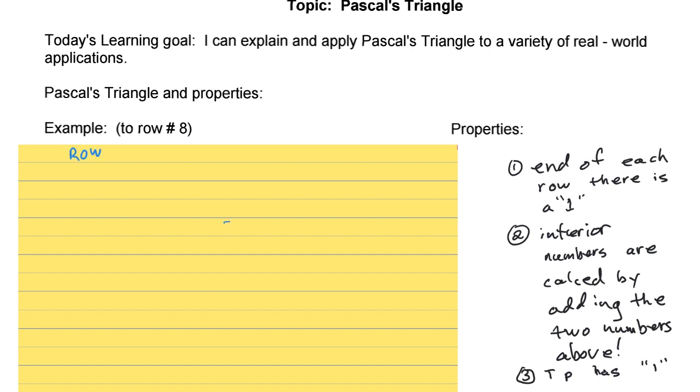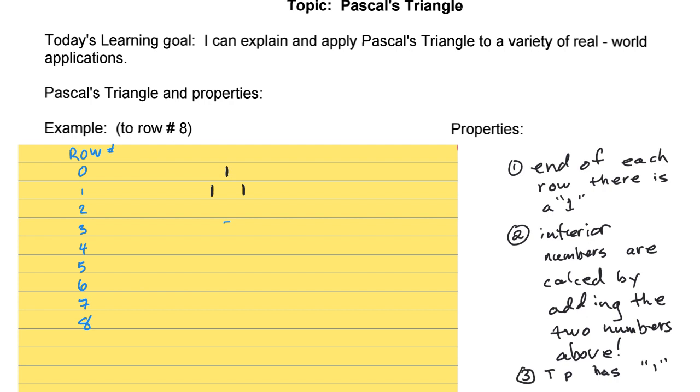So we'll start by writing row numbers, and we'll start from 0, 1, 2, 3, 4, 5, 6, 7, and 8. Now make sure you move over to the right a little bit, because this gets unwieldy very quickly. So in row 0, we start with the number 1. Remember, at the end of our rows, we should have a 1. So the next row, you're going to have a 1 and a 1.